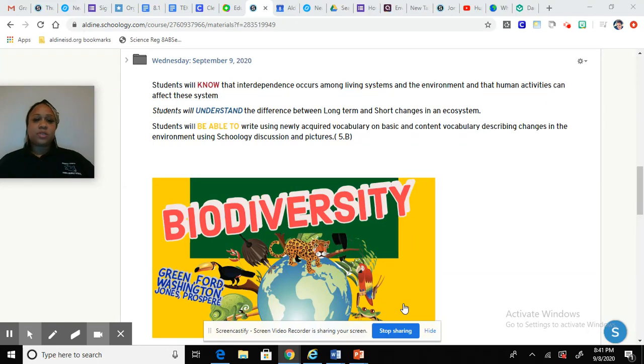All right, students, so today you will know that interdependence occurs among living systems and the environment, and that human activities can affect these systems. Students will understand the difference between long-term and short-term changes in an ecosystem. Students will be able to write using newly acquired vocabulary on basic and content vocabulary describing changes in the environment using Schoology discussion and pictures.